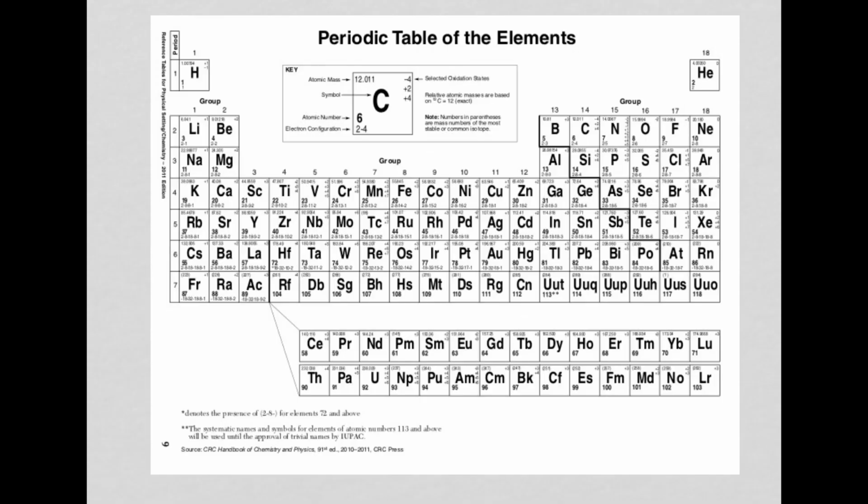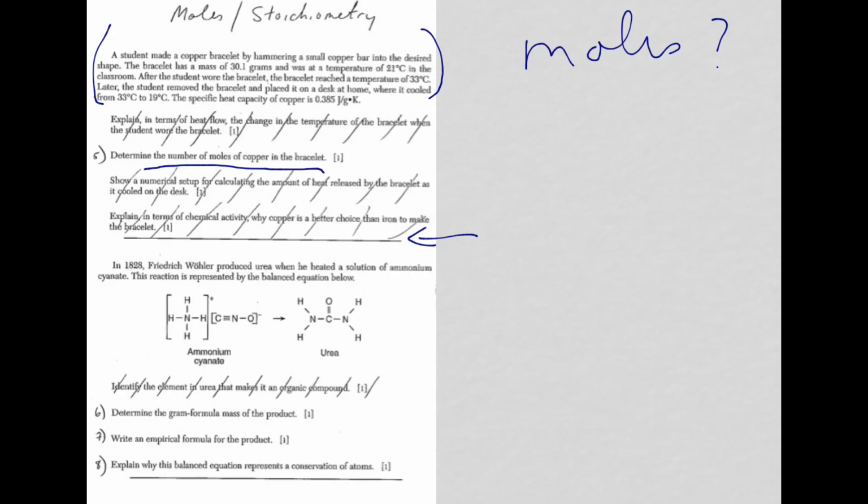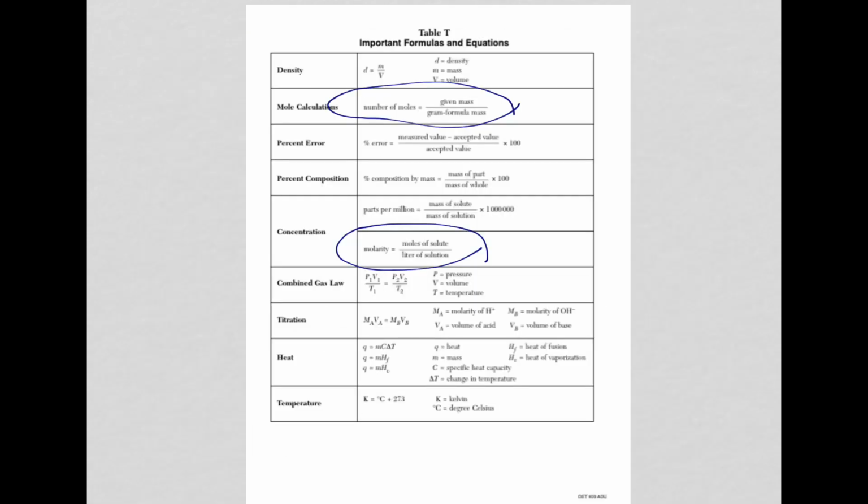So let's go back, and I'm told in the reading passage here that the copper bracelet has a mass of 30.1 grams, so that's my mass. Given the mass, and I don't see anything here about molarity or liters, I'm going to end up using the first equation here to answer the question.